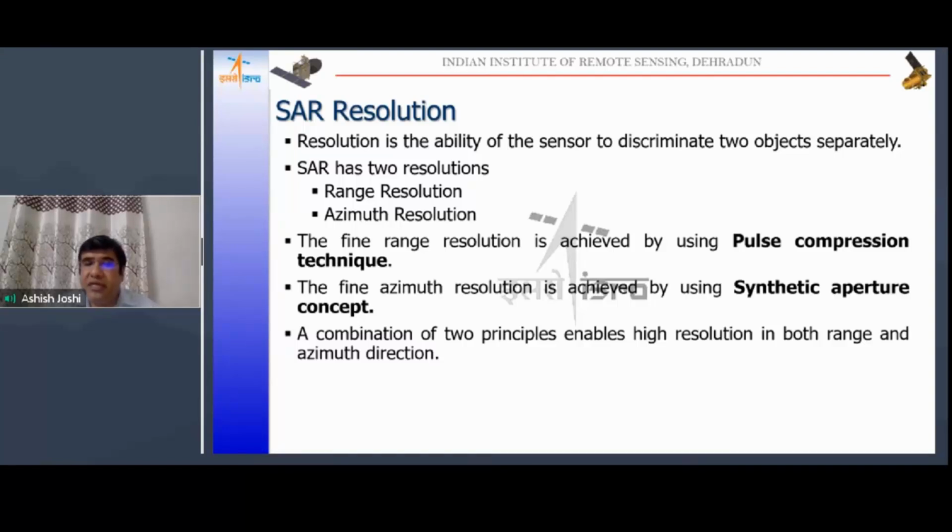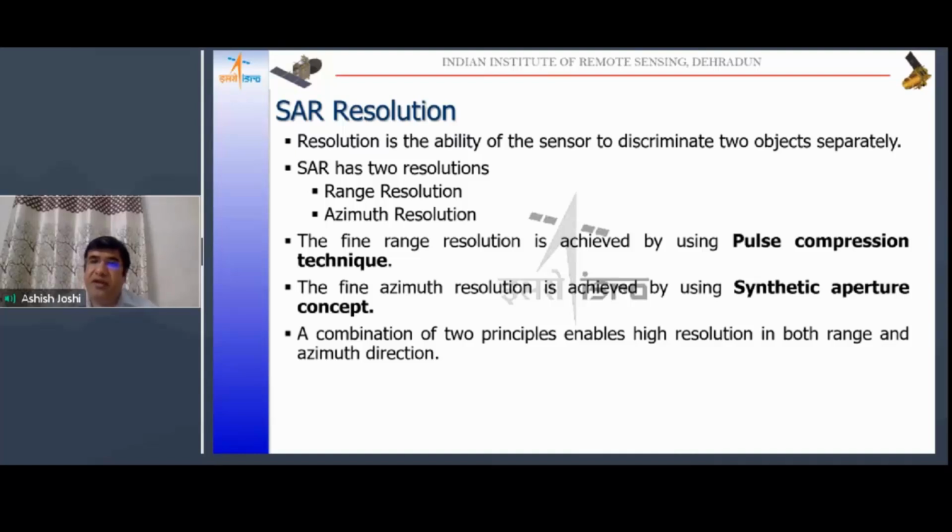Originally, radar cannot produce high resolution images, so we use two concepts. One concept is the pulse compression technique, and the second is the synthetic aperture concept. These two concepts enable us to have high resolution in both directions, meaning in the range direction and in the azimuth direction.